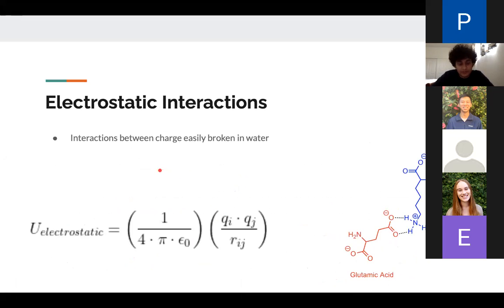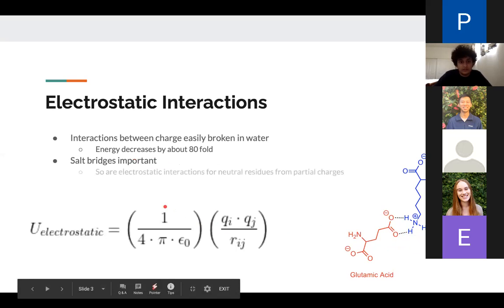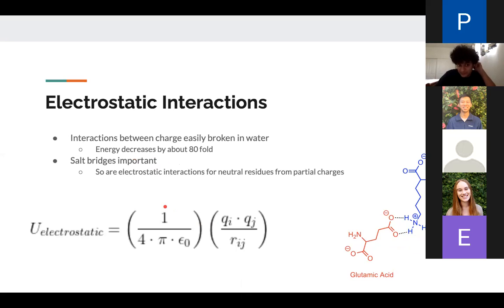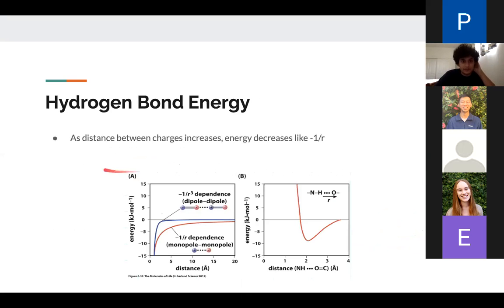So real quick, when we talk about electrostatic interactions, we usually refer to them in a vacuum. But when we view them in water, those interactions are actually a lot weaker. In water, that energy decreases by about 80-fold. And just a reminder, salt bridges are between two charged molecules. Those are very important in protein structure and throughout biological systems. So, some reminders. Let's talk about hydrogen bond energy now.